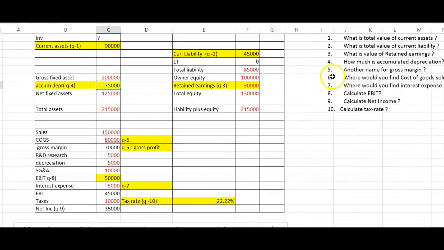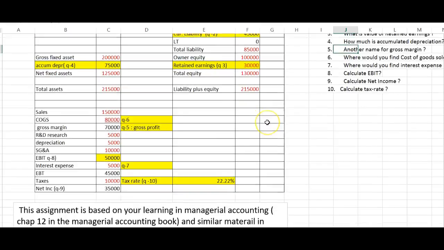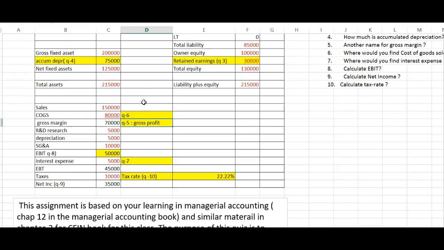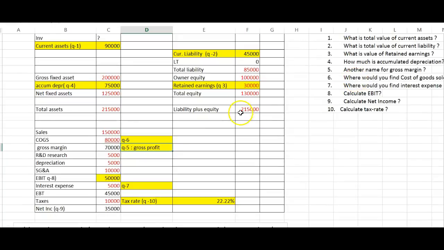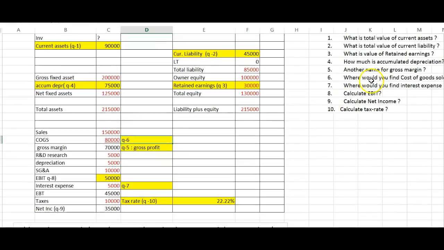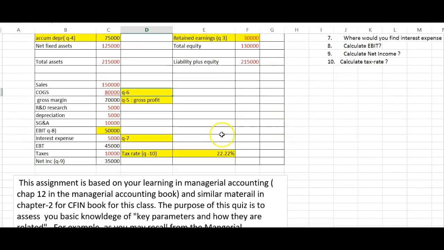Number 5 is, what is another name for gross margin? Based on the options given in the multiple choice, the only one that will fit would be gross profit. Number 6 is, where would you find cost of goods sold? Obviously, you would find that in the income statement, so the answer would be net income. Number 7, where would you find interest expense? Again, based on the multiple choice options given to you, the interest income would be in the income statement because that's where it belongs.